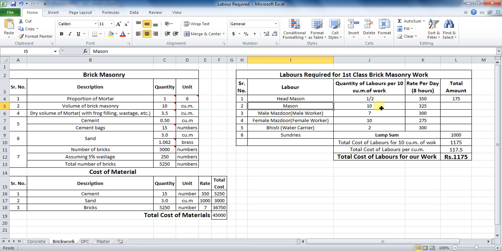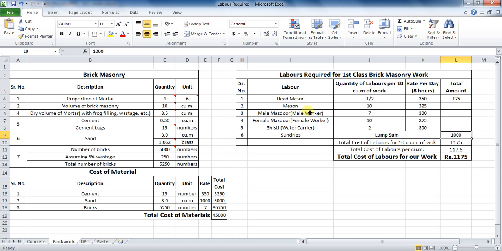Mason required are 10, whose rate is 325 rupees per day. Male worker required are 7, whose rate is 300 rupees per day. Female worker required are 10, whose rate is 275 rupees per day. Water carrier required for work are 2, whose rate is 300 rupees per day. All these values of number of labors and their rates are taken from the DSR book, that is District Schedule Rates book. At the last, a lump sum amount is considered as sundries as 1000 rupees.